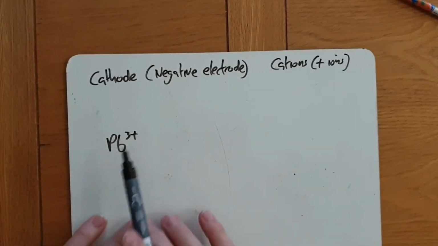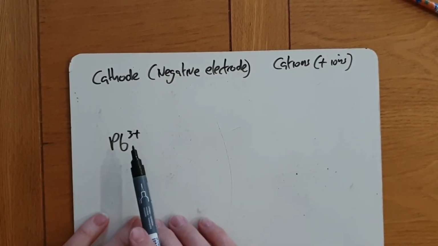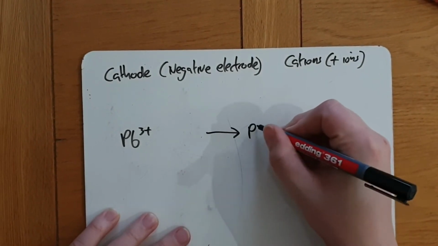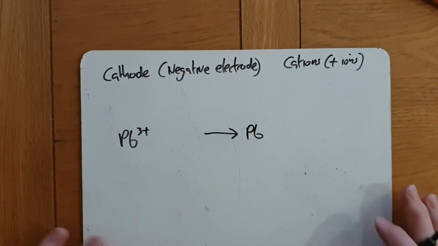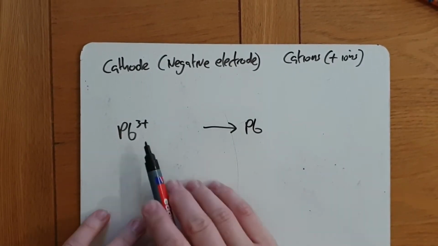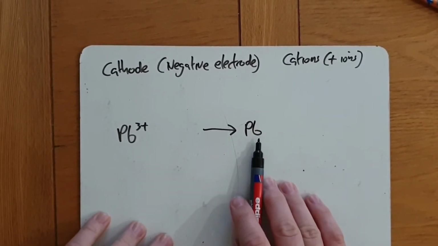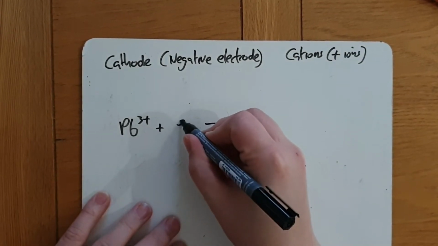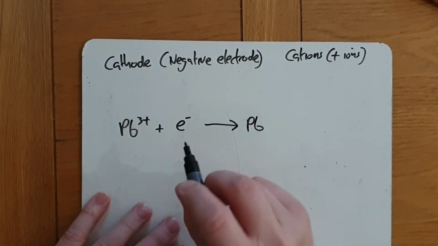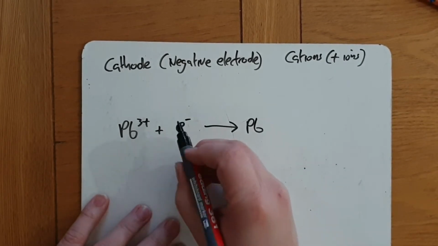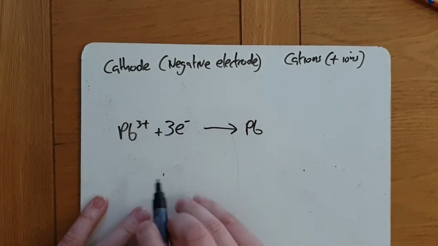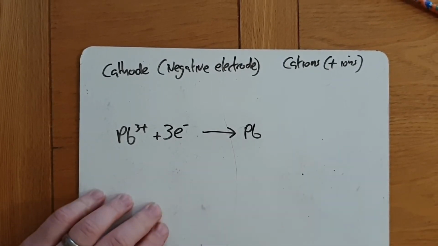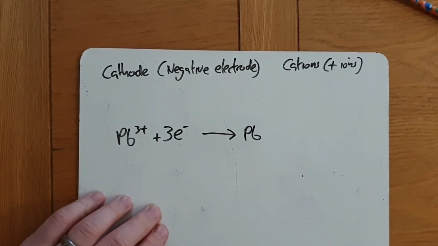So we've got our Pb3+. If we want to turn it back into lead, well, lead is just Pb. So how can we turn Pb3+ into lead? Well, we need to give it 3 electrons because it needs to gain. An electron is e-, but this has got 3 pluses, so it's going to need 3 of them. So it goes Pb3+ plus 3 electrons turns back into Pb.